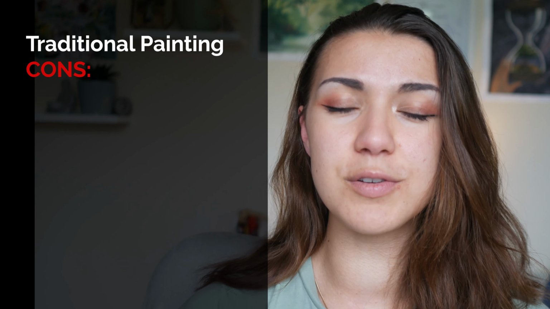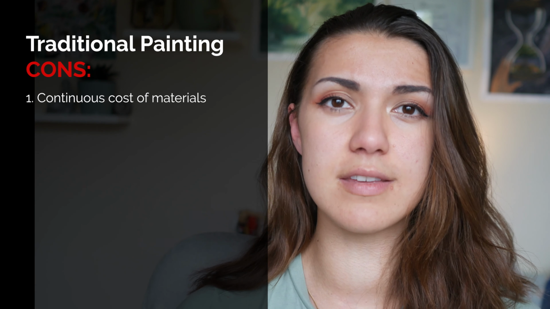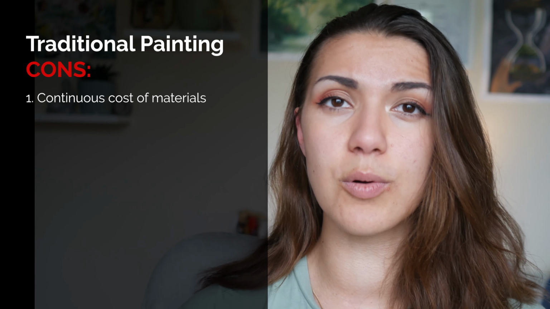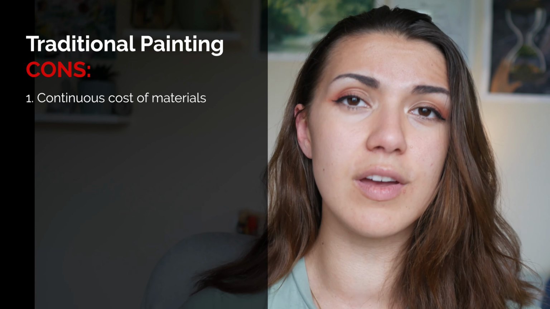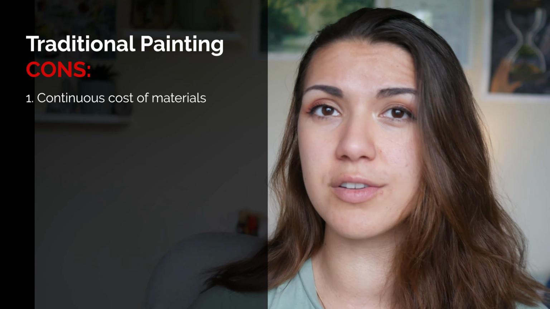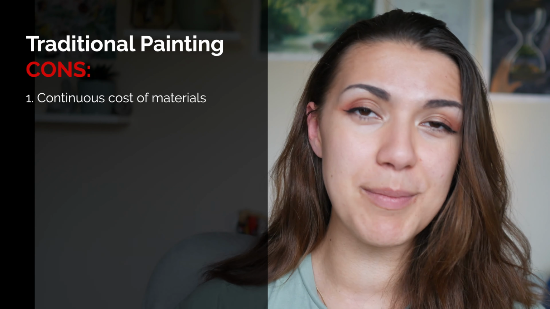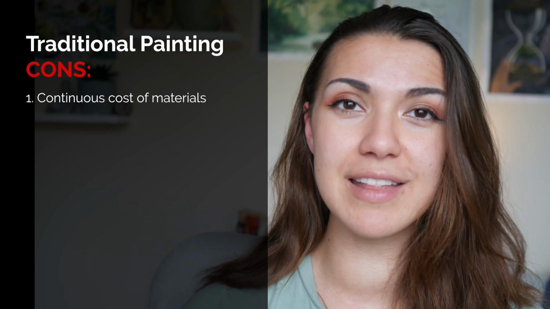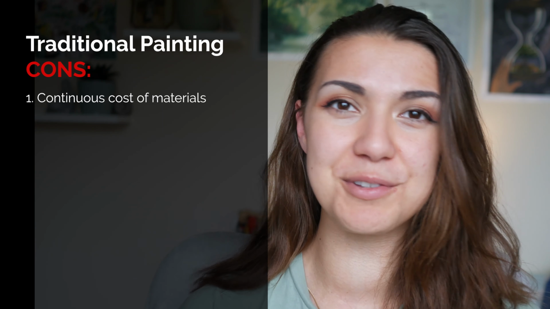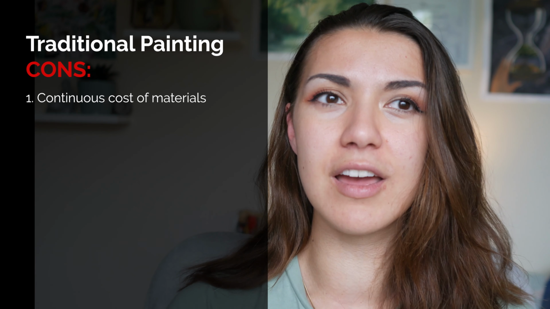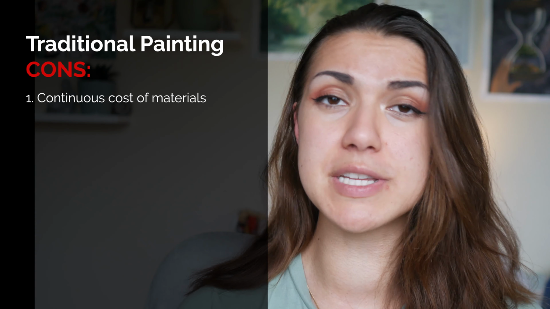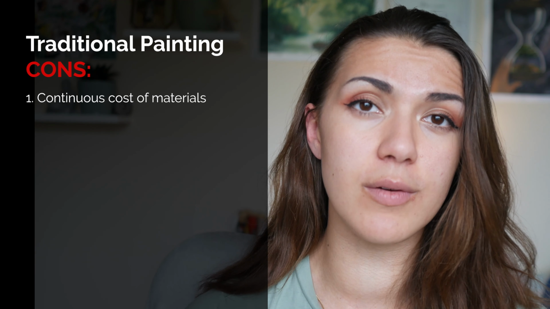So now that we've outlined the pros of these two different ways of working, what are the cons? For traditional, I guess one of the biggest cons is the continuous cost that is required for the materials that need to be used. When you're working on traditional, you are going to constantly have to buy more paper, more paints, more canvases, more materials, more paintbrushes. You're going to have this long-term spend of materials just to keep the craft going.